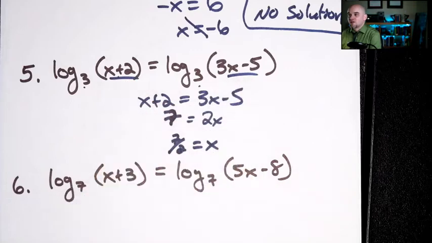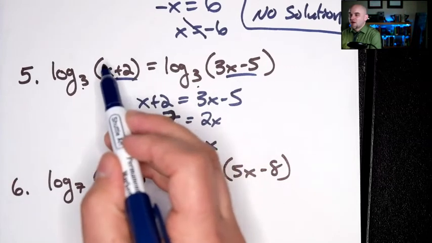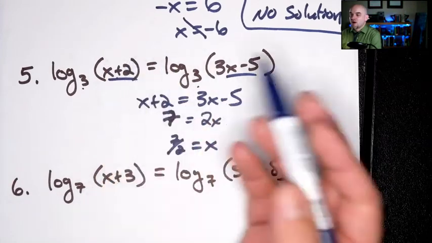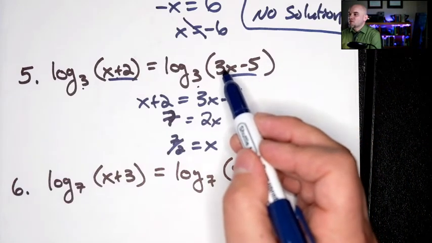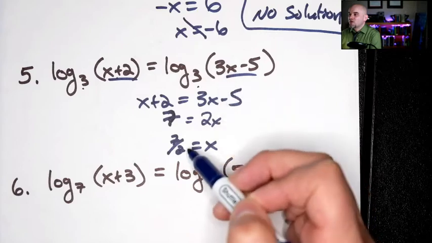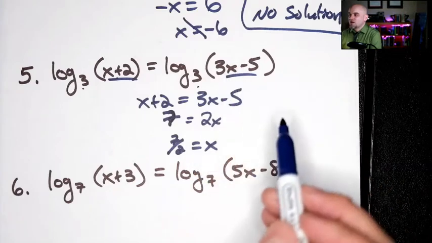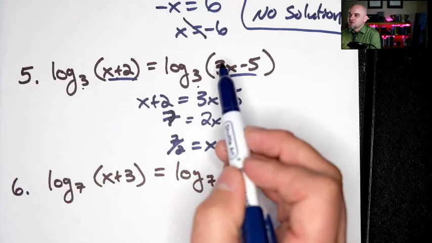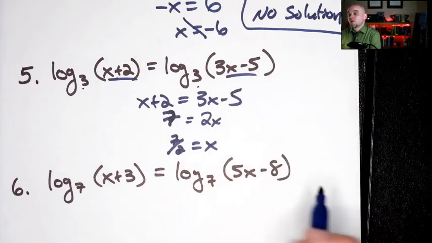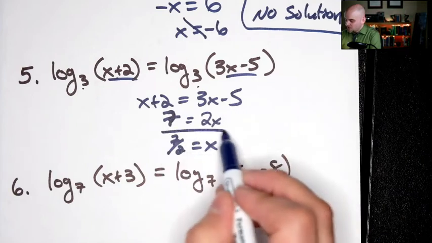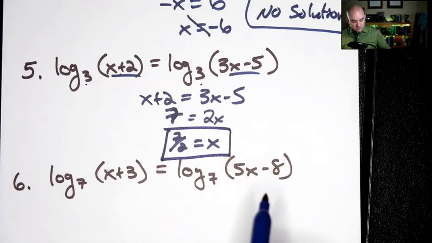Remember to go back and check it out. So if I put 7 halves back in, that's a positive plus a positive, going to give me a positive there. Same thing right here. 7 times 3 is 21, and 21 over 2, I'm just doing the multiplication in my head. You can write it out if you want to. But 21 over 2 is about 10.5, and 10.5 minus 5 is going to give me a positive number. So everything works there. 7 halves is my solution for number 5.